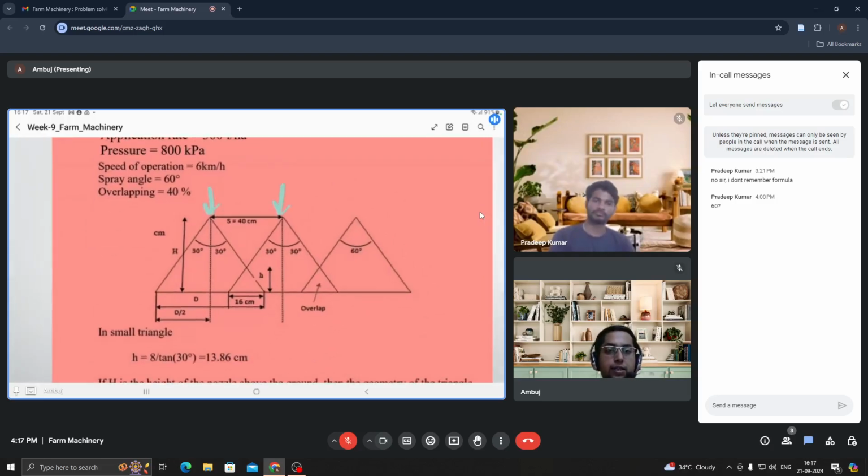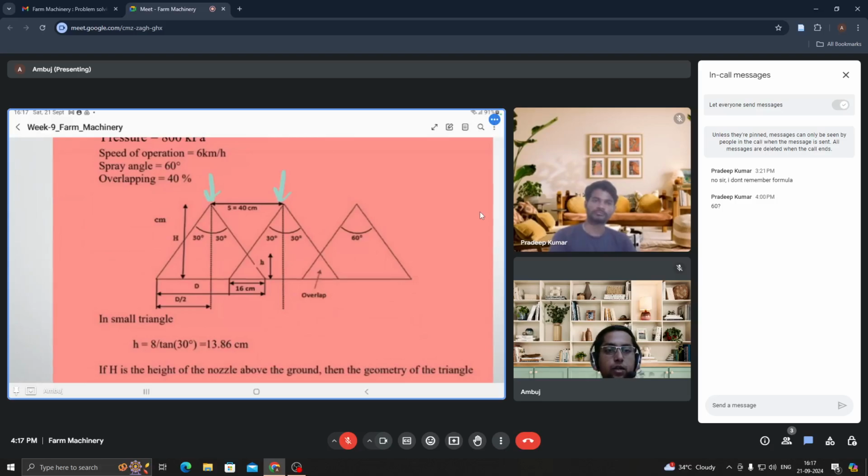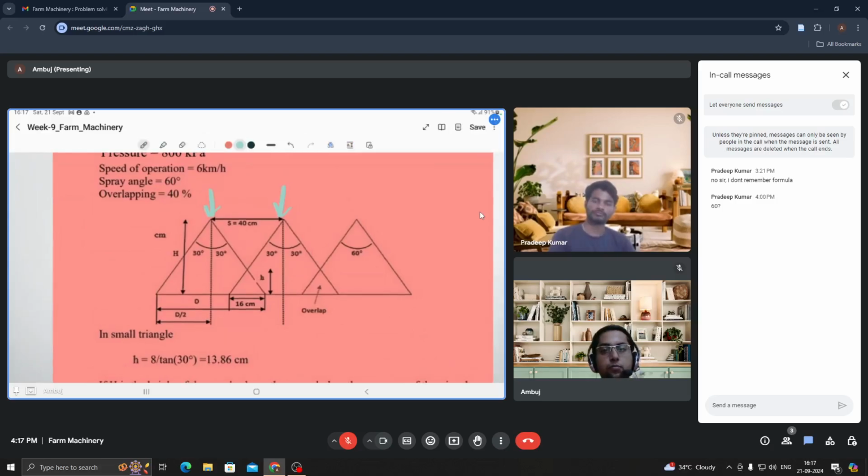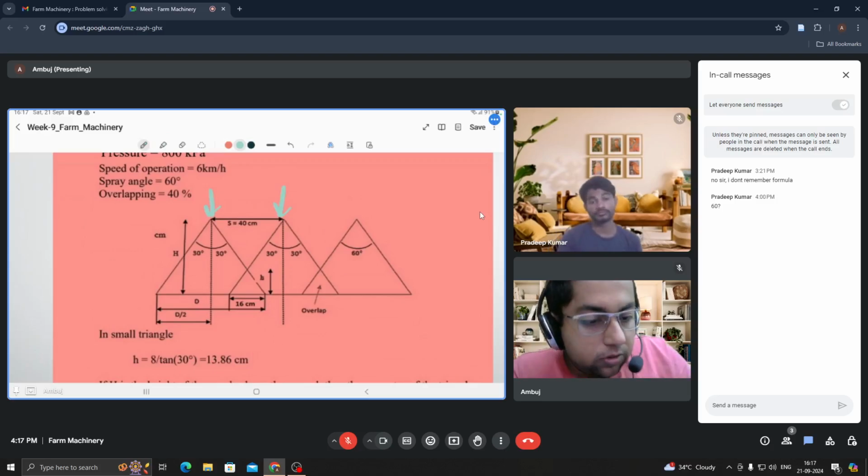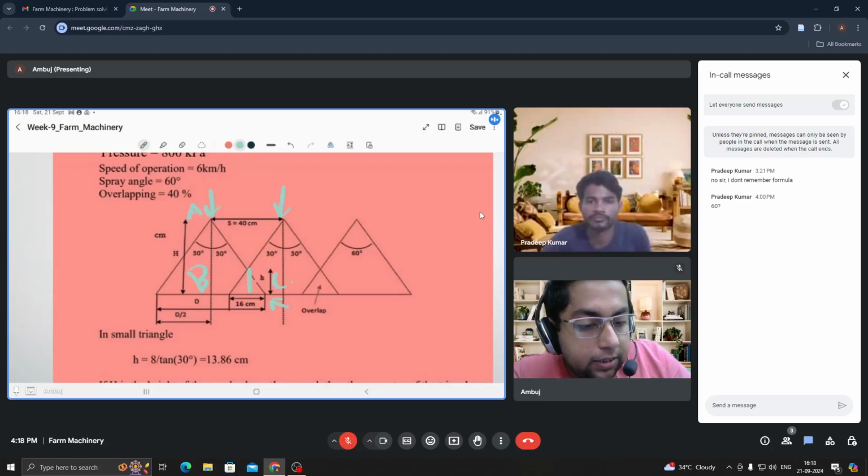So two triangles are there. Okay, I'll just write it down. Try to focus on this triangle, triangle A, B, and C. C is this particular point. And another triangle is there.